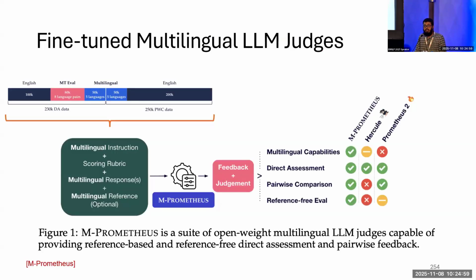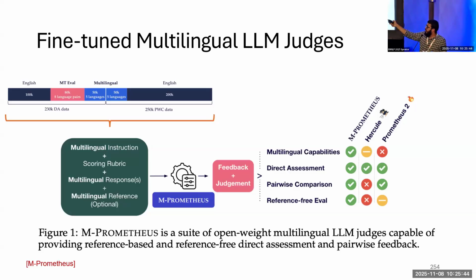There are also works that have fine-tuned LLM judges, and this is one of the more prominent models called Prometheus. And the idea here is that you want a fine-tuned model whose only responsibility is to judge a certain response. The way you train it is that you create your prompt, which has a multilingual instruction, which is your prompt. You've got some sort of a scoring rubric. Rubric is something like when to give what score. You've got your multilingual response, and optionally, you have some sort of multilingual reference. You train the model on lots of examples, and the response that the model gives is some sort of a feedback as well as a judgment on how good that particular response was.